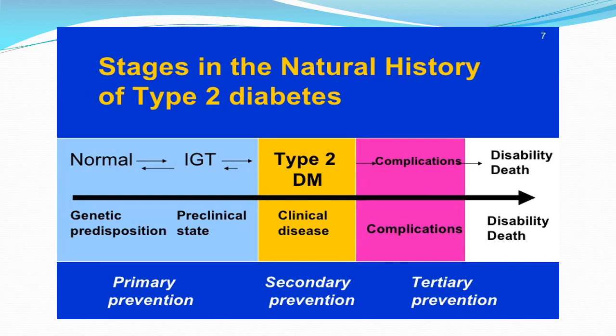This is the same diagram in another format, in which it represents the initial stage of diabetes, where we have impaired glucose tolerance.